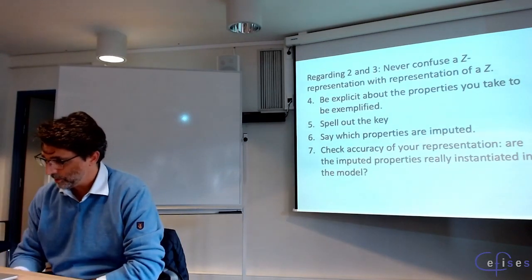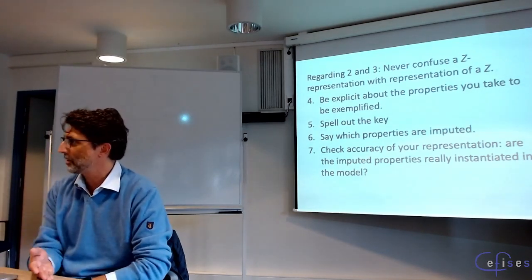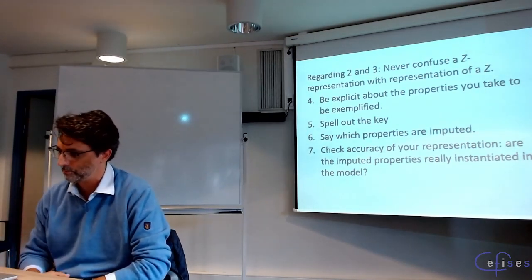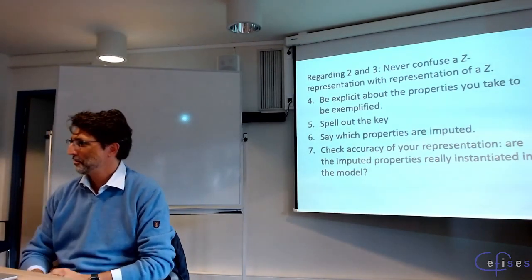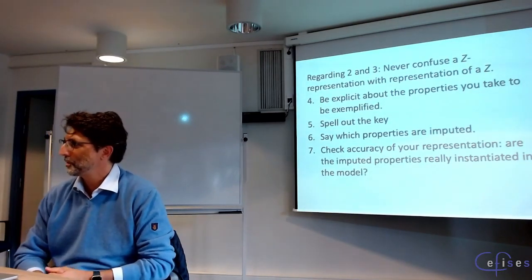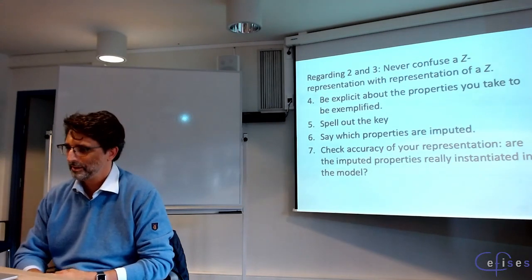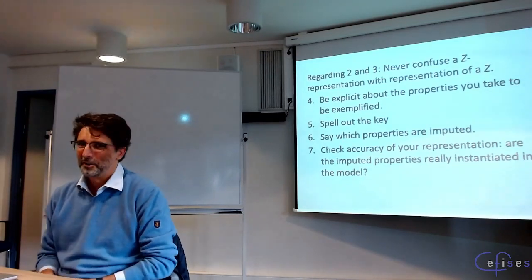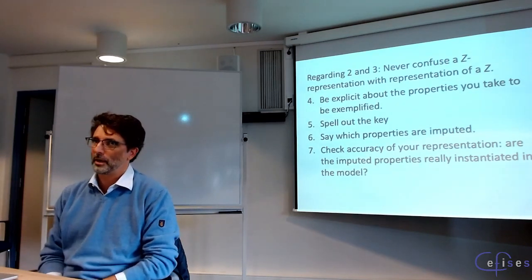Now, be explicit about the properties you take to be exemplified, and that's the point you highlighted. So not every property instantiated is also exemplified. It's highly contextual, so be careful what you take to be exemplified. Now, that is a crucial one. Spell out the key, at least in physics, but that's often left largely implicit. So the use of a physical model is often not very well explained in that part. The world is just somehow like the model, and then you leave it at that. So ideally, we really would want to know what the key is, because that is what generates your epistemic claim.